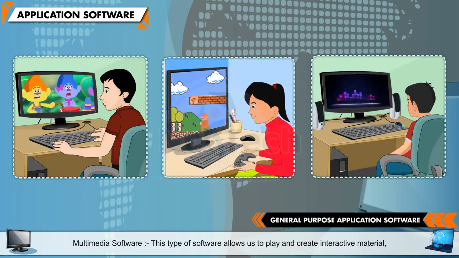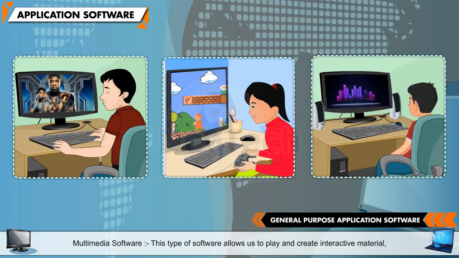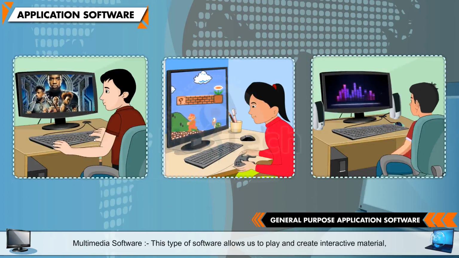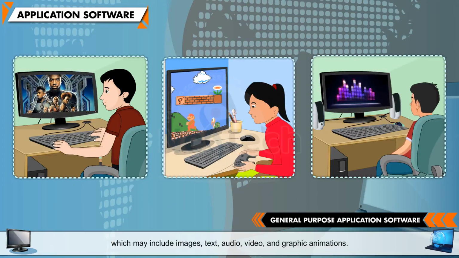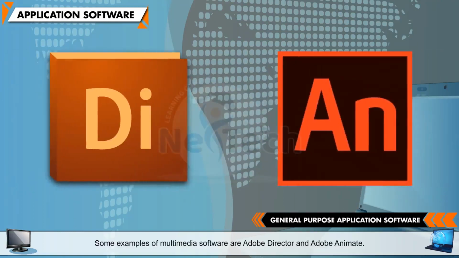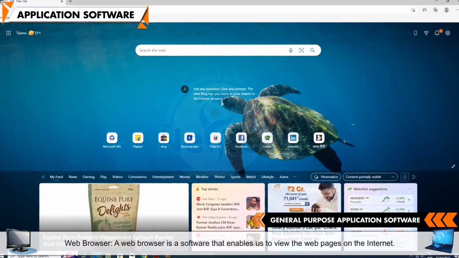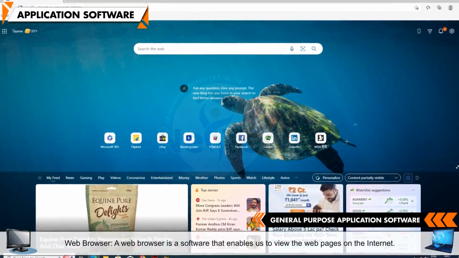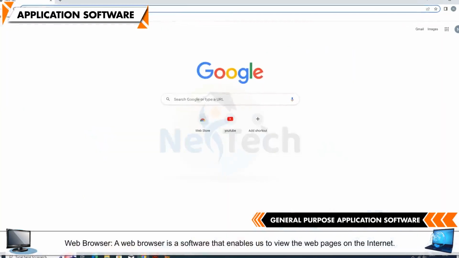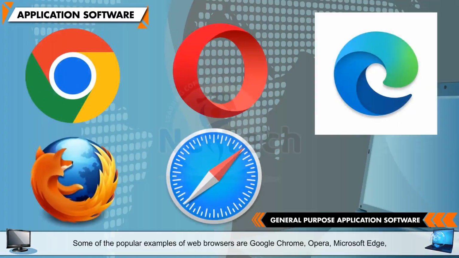Multimedia software. This type of software allows us to play and create interactive material which may include images, text, audio, video, and graphic animations. Some examples of multimedia software are Adobe Director and Adobe Animate. Web browser. A web browser is a software that enables us to view the web pages on the internet. Some of the popular examples of web browsers are Google Chrome, Opera, Microsoft Edge, Mozilla Firefox, and Safari.